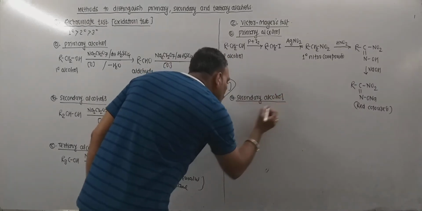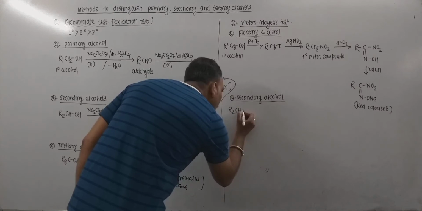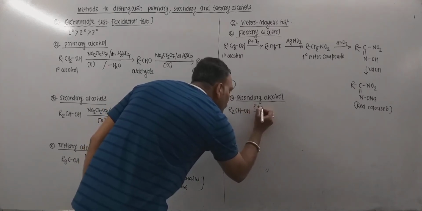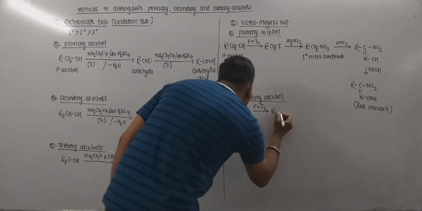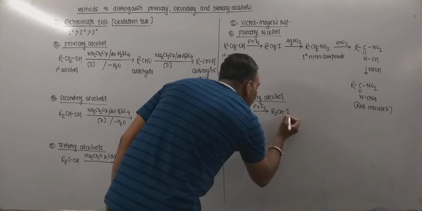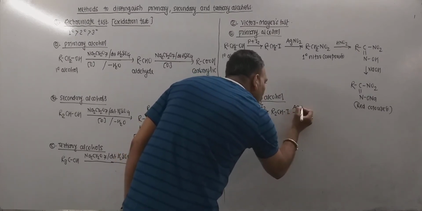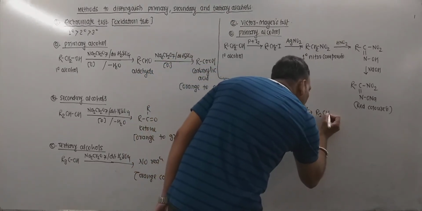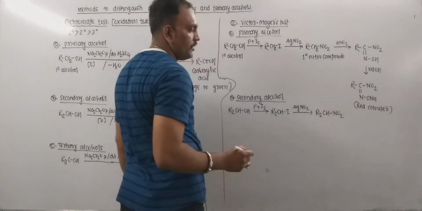Now let's see what happens when secondary alcohol is subjected to the same change. Secondary alcohols are represented as R2CHOH. When we treat this with red phosphorus and iodine, the OH group gets replaced by iodine, leading to the formation of secondary alkyl iodide. This secondary alkyl iodide is then treated with silver nitrite, and we get the secondary nitro compound.